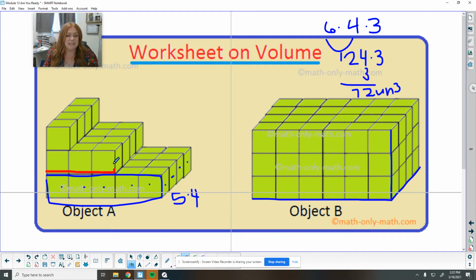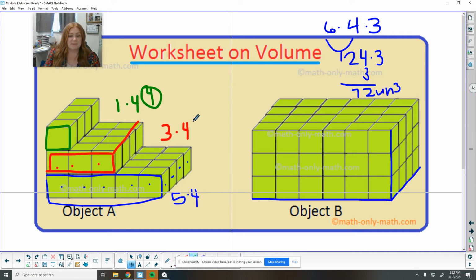So let's look at our second level here. It goes over 3, and it goes back 4. And then we have our third level up on top here, just goes over 1, and it goes back 4 of those. So 1 times 4 is 4. 3 times 4 is 12. 5 times 4 is 20. 20 plus 12 is 32, plus 4 is 36 units cubed.